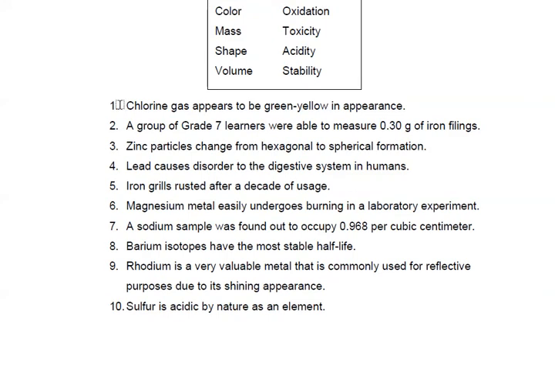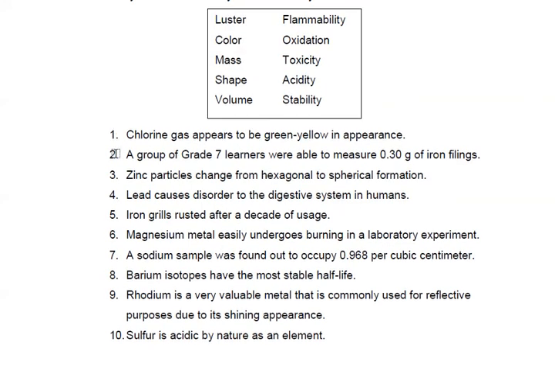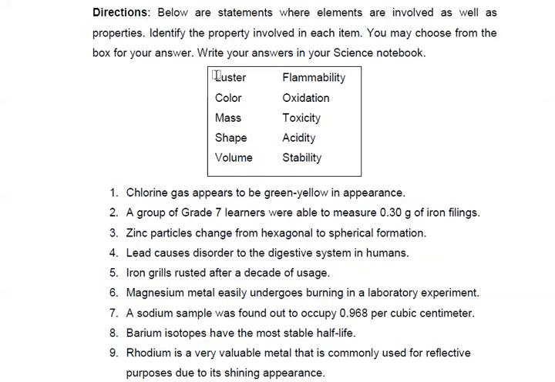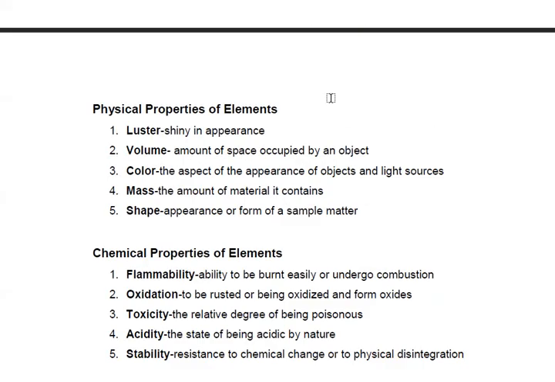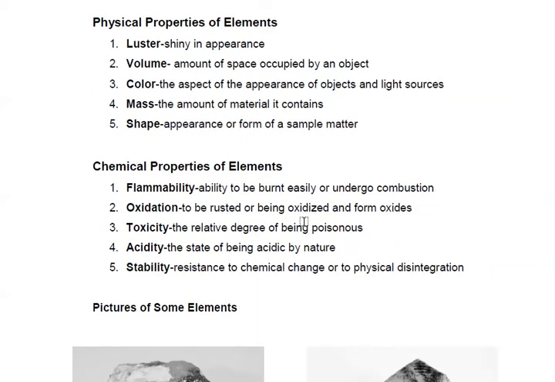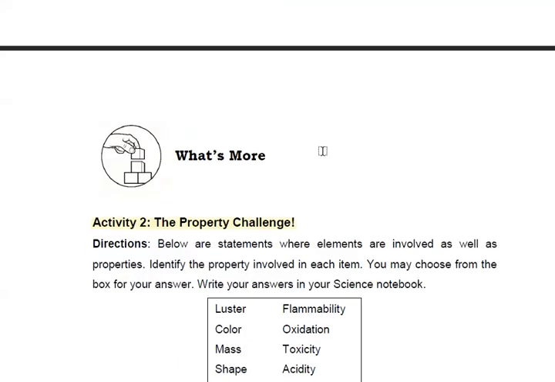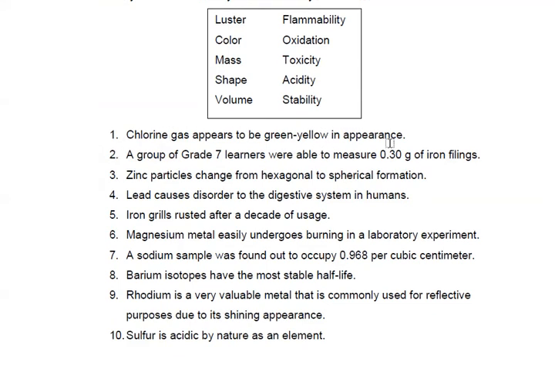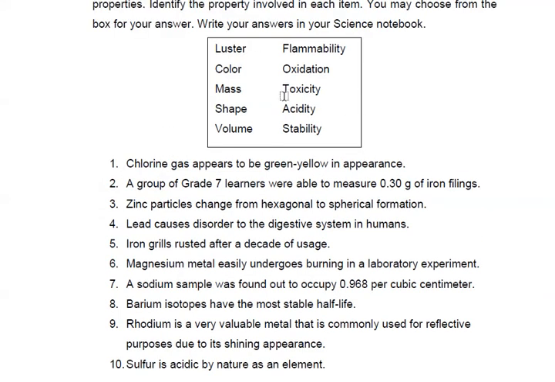So, there are 10 statements here. Basically, you already know the meaning of the different physical and chemical properties. It is here on the page. So we know. Read carefully, and then we will identify. For example, the chlorine gas appears to be green-yellow in appearance.